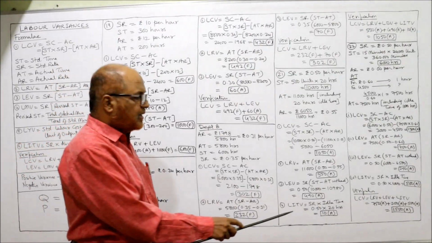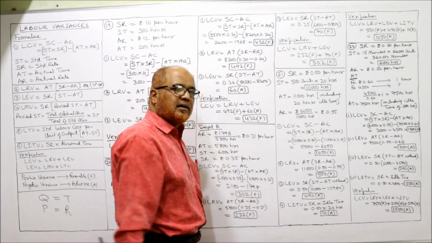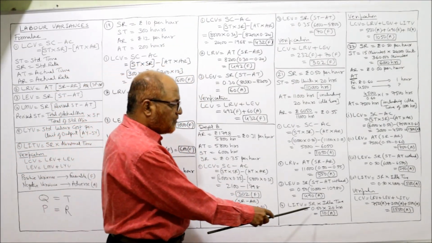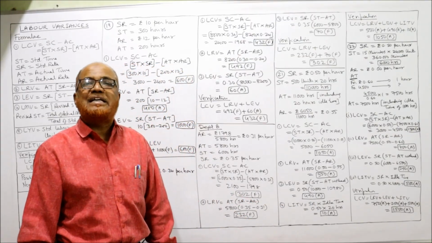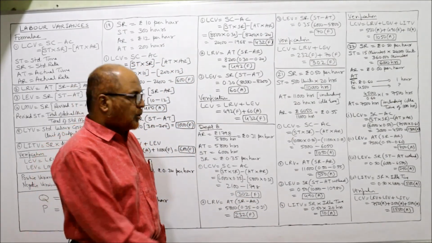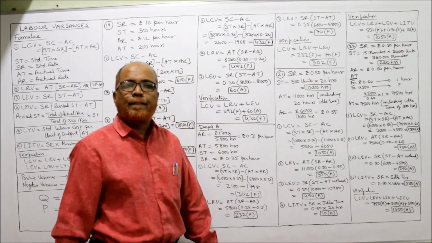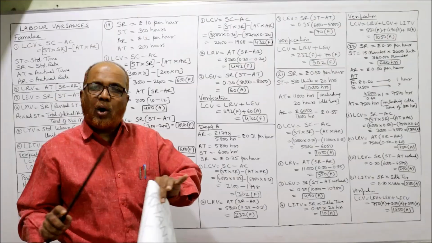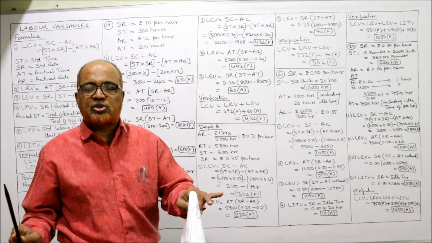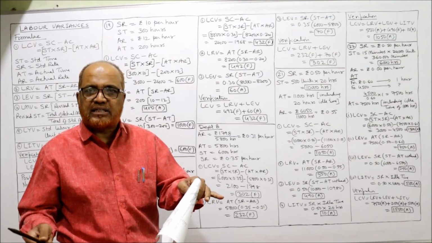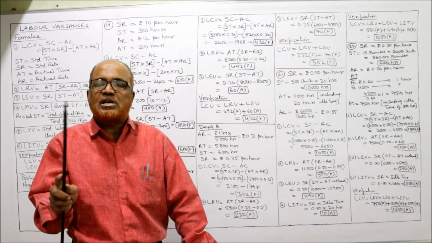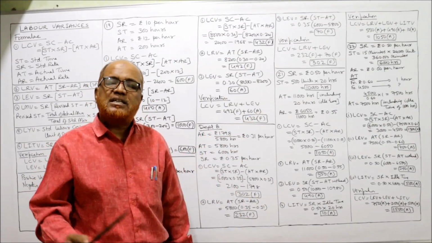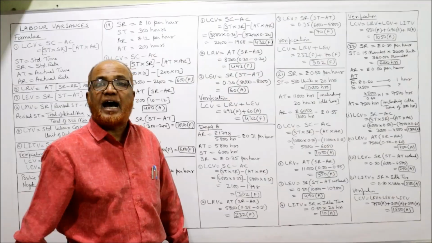The formula for labor idle time variance is standard rate into idle time. Standard rate is 50 paisa and idle time 20 hours. So 20 into 50 paisa, 10. LITV always will be adverse. Don't see whether positive or negative. For other variances you have to see positive or negative, but LITV you should always take as adverse.